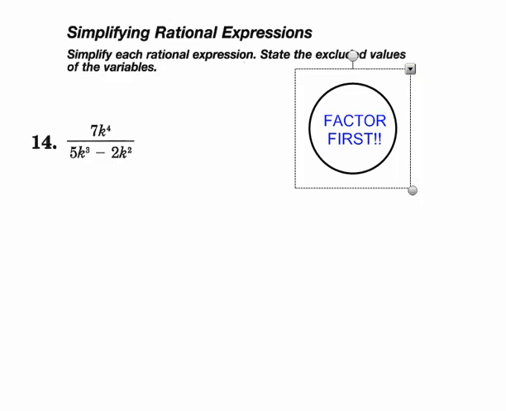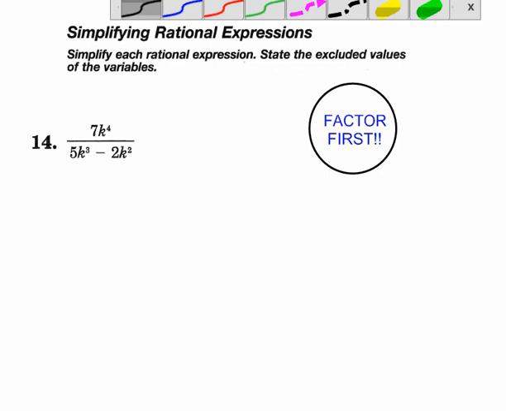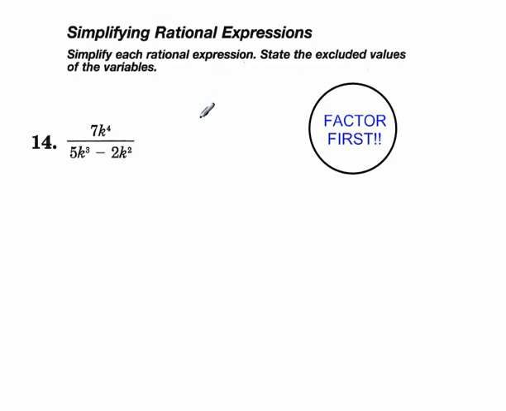All right, the next one I want to do is 14. And I think on this one, I'm not going to give you the full answer. I want to show you where to start, but I'm still going to factor first. On top, I have 7k to the 4th. But you notice the other 2 terms, I have k also.